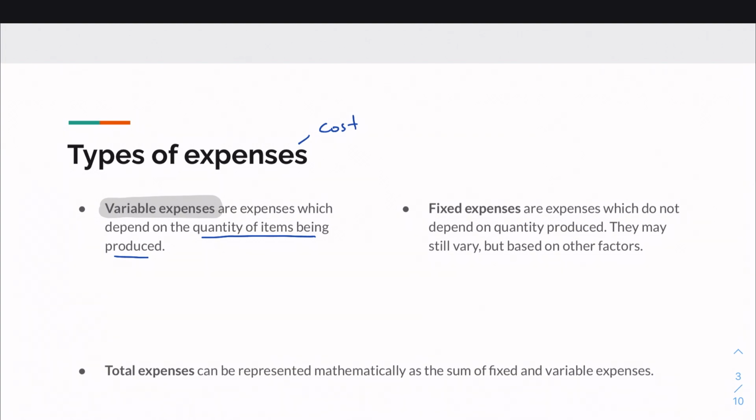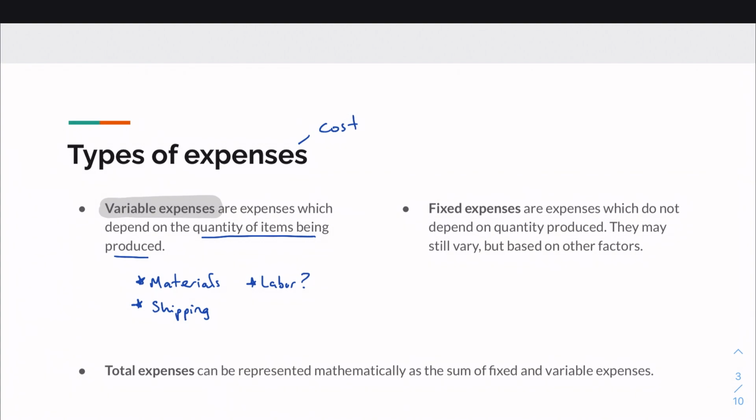So these would be things like the cost of materials. If you're an online business, maybe this includes the cost of shipping. The more I produce, the more it's going to cost me to ship. Potentially labor: the more items I need to produce, the more people I need to have on hand to help me produce them sometimes. Those are just some examples.